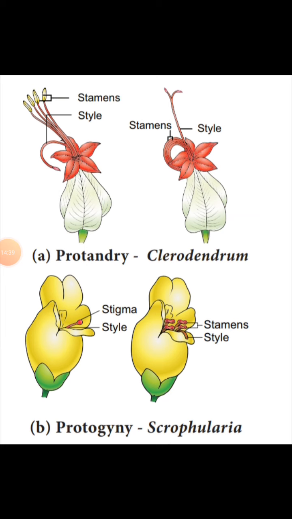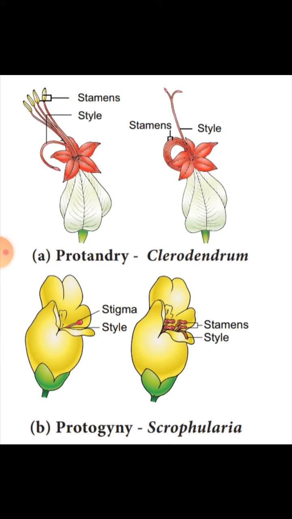So what is meant by protandry? The androecium matures earlier than the gynoecium. That is what protandry means. For example, the stamen matures earlier than the stigma of a flower. This is known as protandry. Examples are Helianthus annuus and Clerodendron. Clerodendron is seen in the picture.